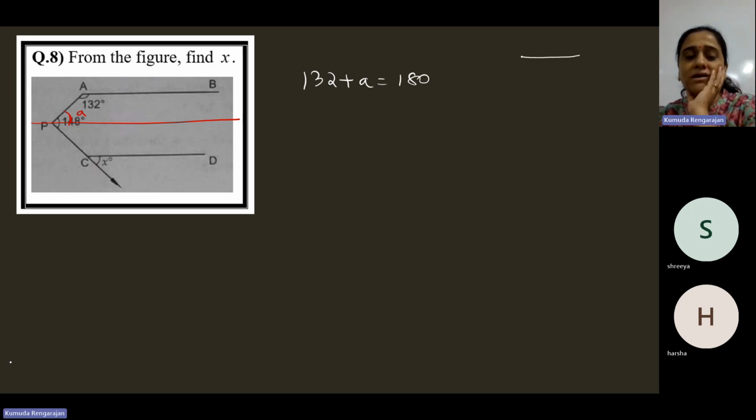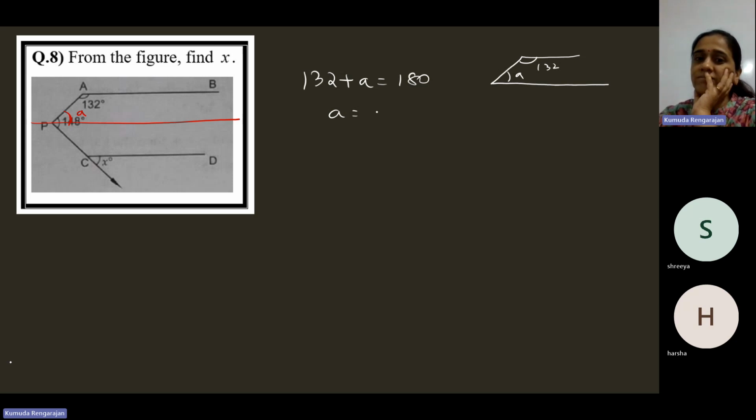Why? Because parallel line, transversal, parallel line. Here 132 and here is A. So A is equal to how much? 48 degrees. Then how much is this one? 148 minus 48, 100 degrees, right? Very good. Because the whole thing is 148. Now we found this is 48. So this will be 148 minus 48, 100.